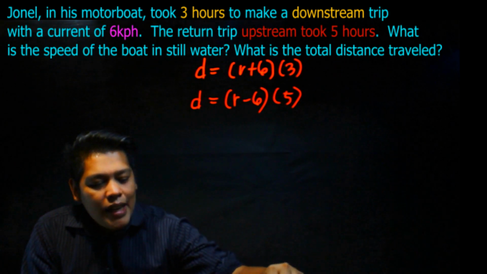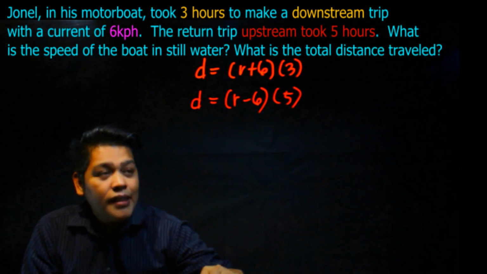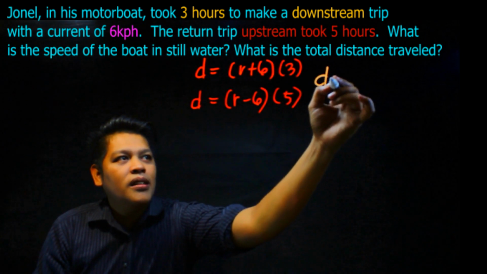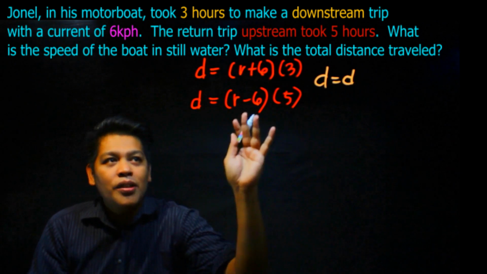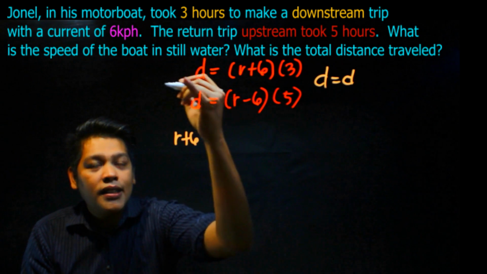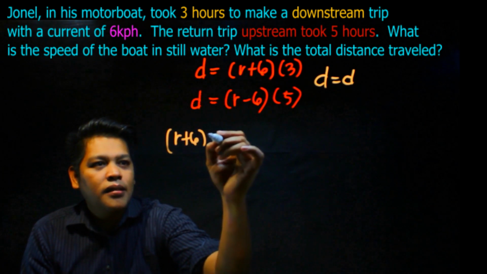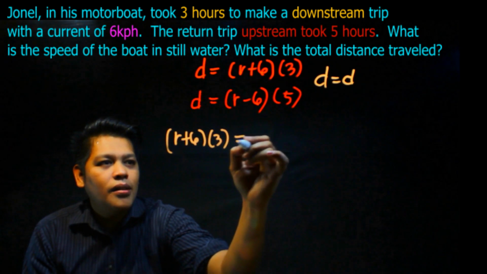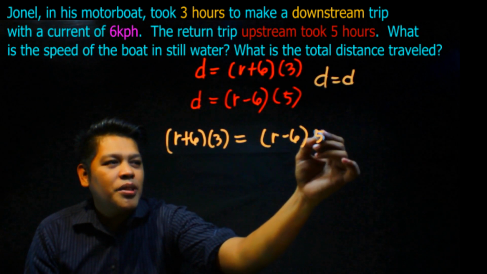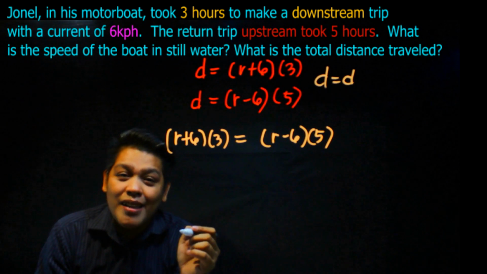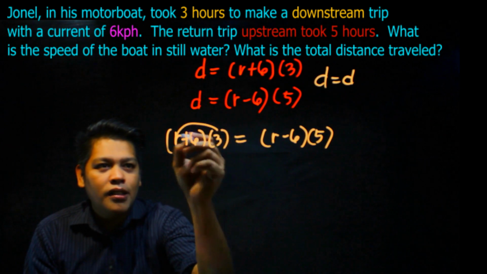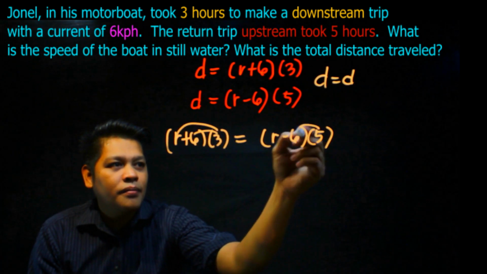So, dahil the same ang kanilang distance, D equals D. So, ano ba yung D natin? R plus 6, ito yung D natin, times 3 equals R minus 6 times 5. So, magkakaroon tayo ng distributive property. Di-distribute lang natin yung mga yan.